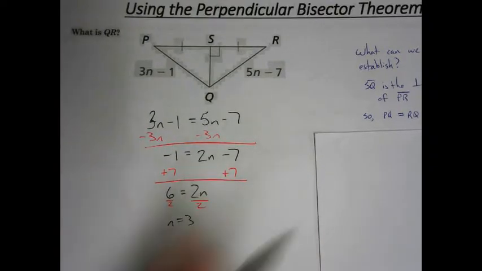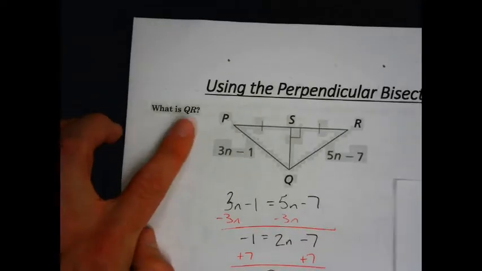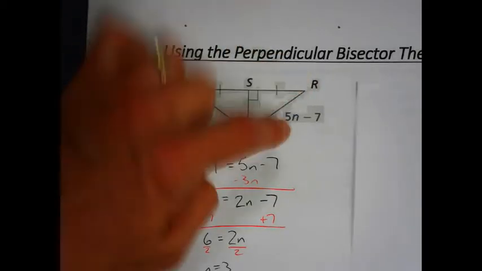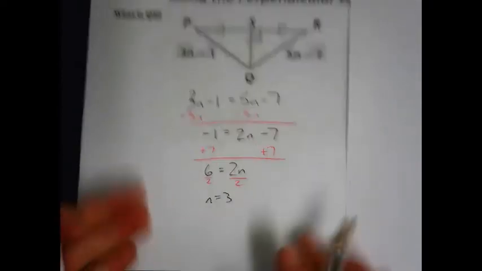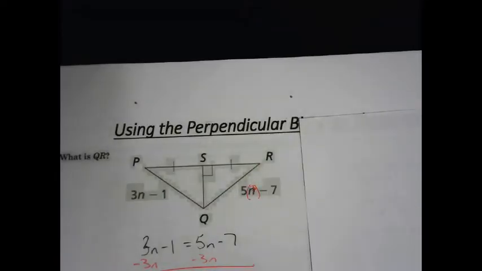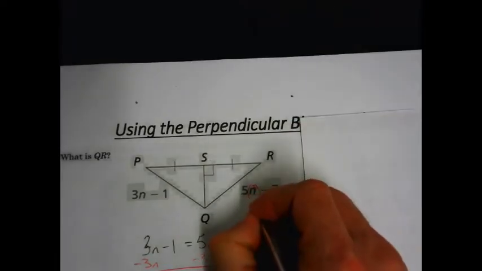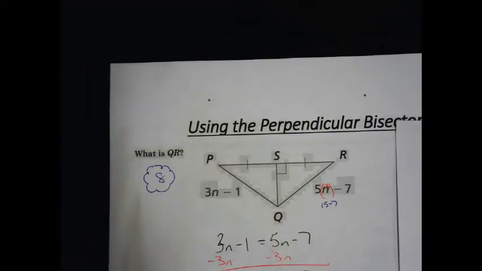Now, before you go circling your answer, again, read the question. The question is, what is QR? So the distance from Q to R is 5n minus 7. But what did we now establish? We established that n is 3. So we're going to plug in 3 for n. And so we have 5 times 3 minus 7, or 15 minus 7, which is otherwise known as 8. Okay? So that is the distance from Q to R.